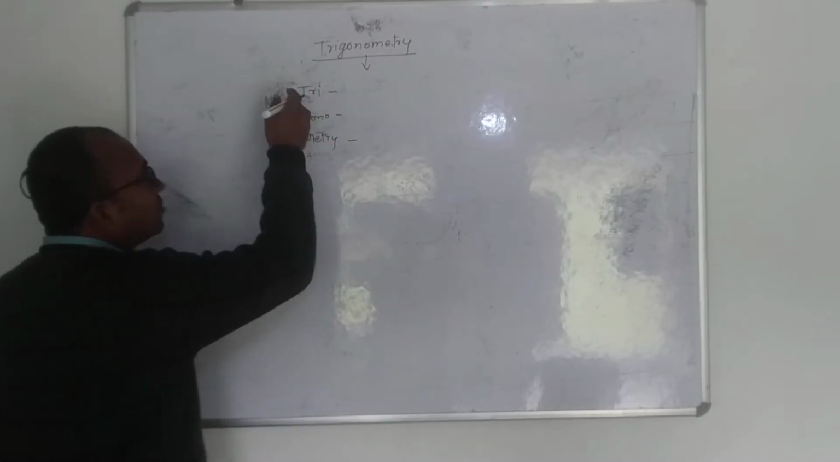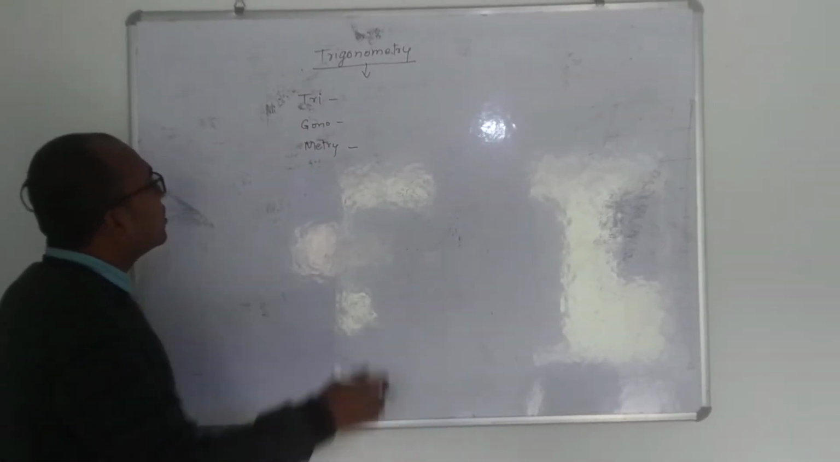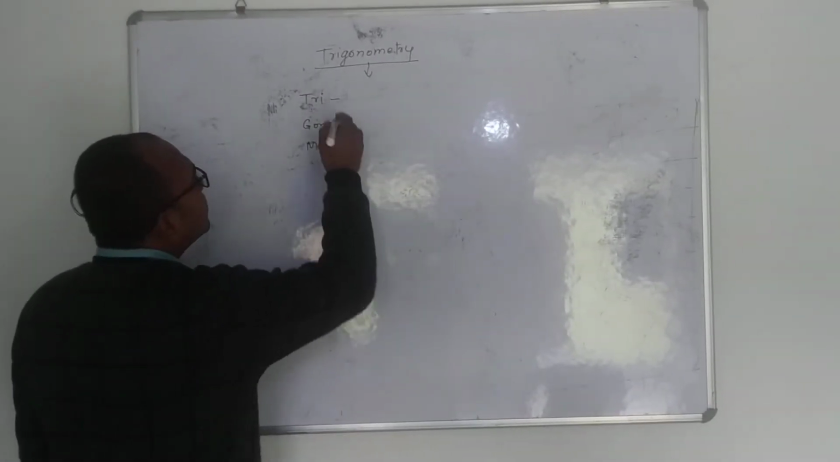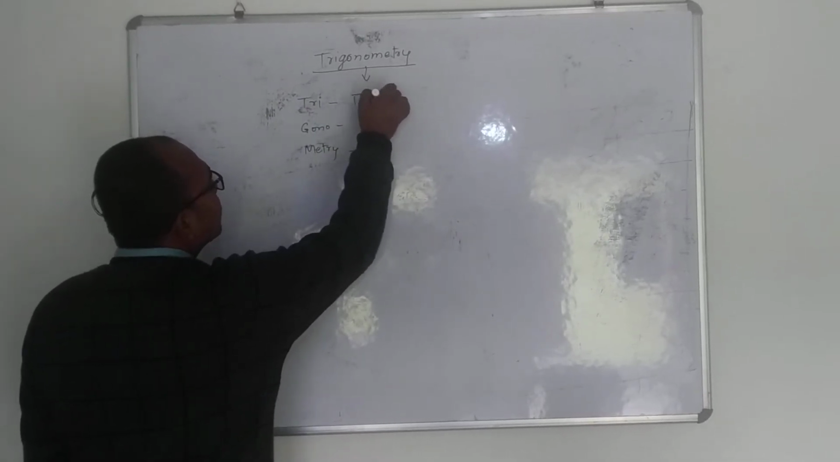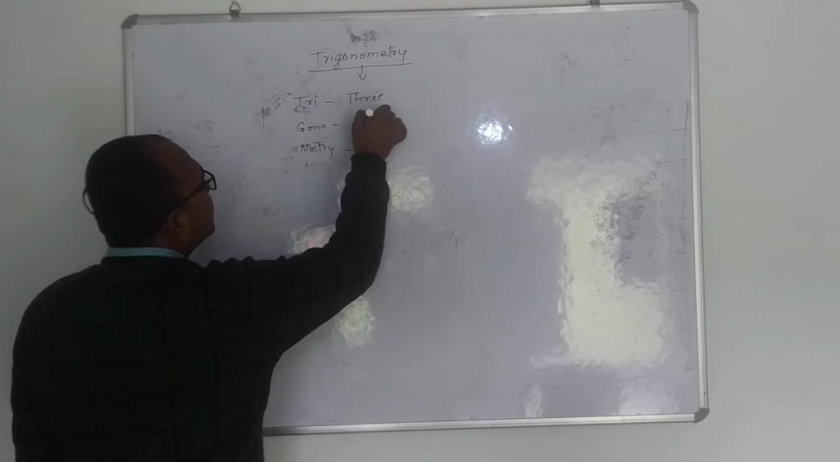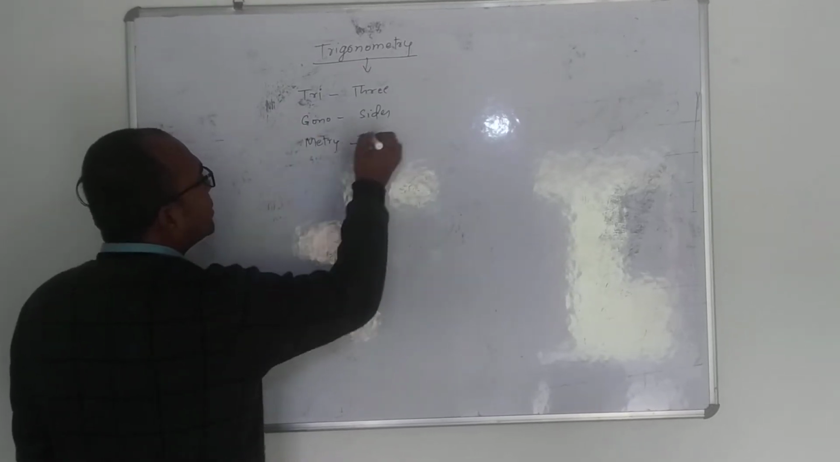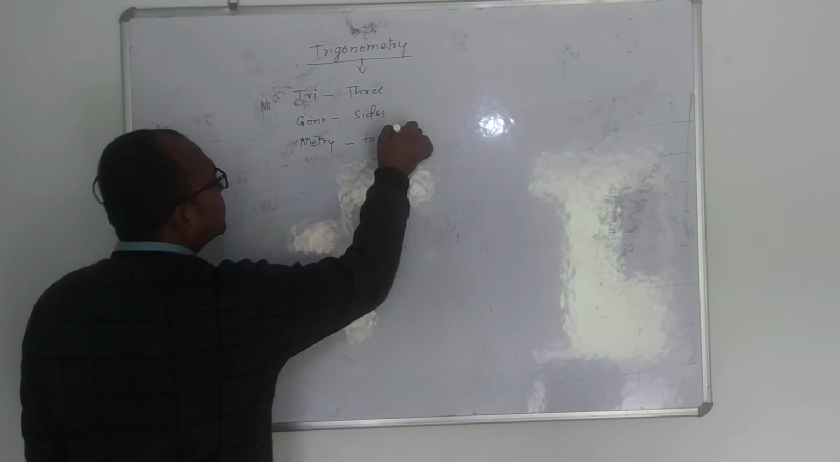And the meaning of these three words: we can see here that the meaning of tri is what? Three. Gono means what? Sides. And metry means what? To measure.